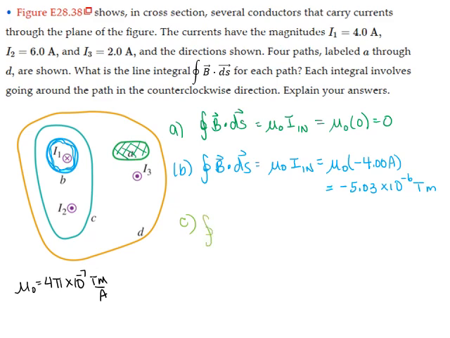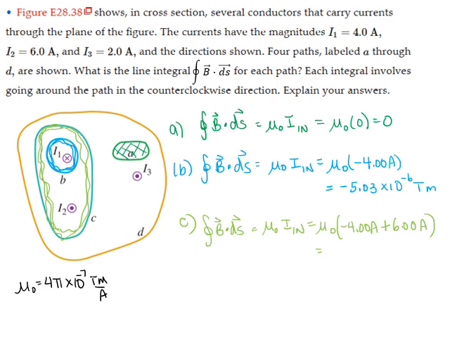So same deal, integral of B dot ds equals mu naught times I inside. So here's our path C. The current inside is I1, which is into the page, that's negative, plus I2, which is out of the page, that's positive. So I've got mu naught times minus 4 amps, that's our I1, plus I2, which is 6 amps. Minus 4 plus 6 gives us 2. We multiply that by mu naught and we get positive 2.51 times 10 to the minus 6 teslas times meters.